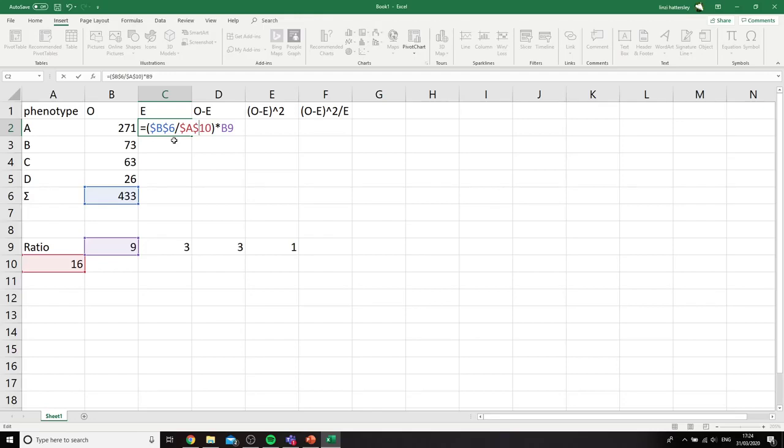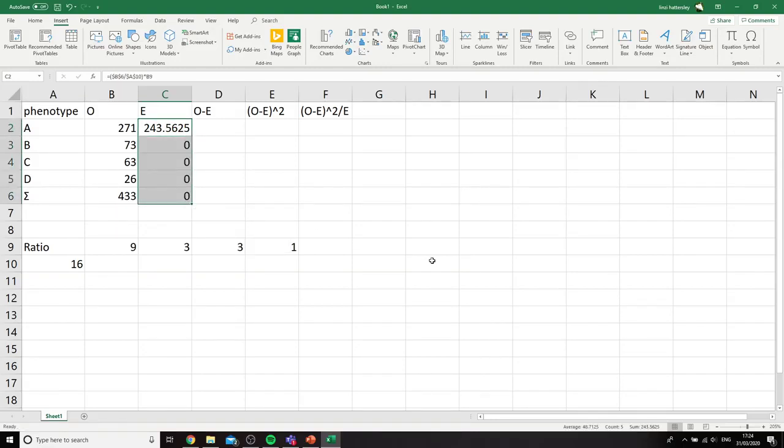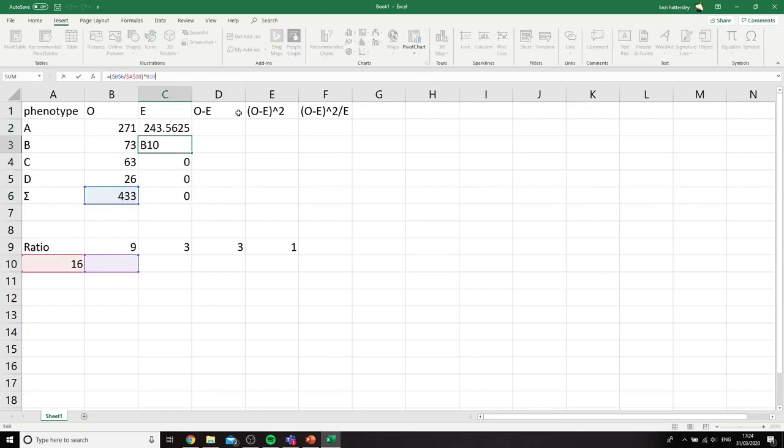You're going to press enter. Okay. Now you're going to click. You're going to drag down. Now, it does come up with zeros, and that's because you need to change these numbers. So instead of B10, you're going to need to select C9. Yes, that's 3. Enter.